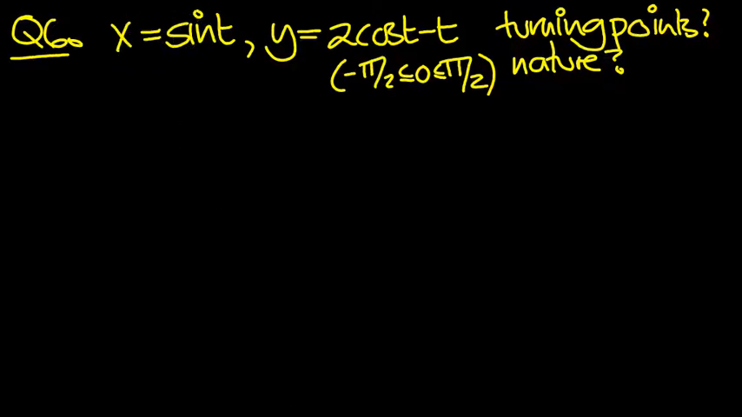x equals sin t, y equals 2 cos t minus t. We want to plot it between this range here, t between minus pi over 2 and pi over 2. And we want to find the turning points and investigate their nature.